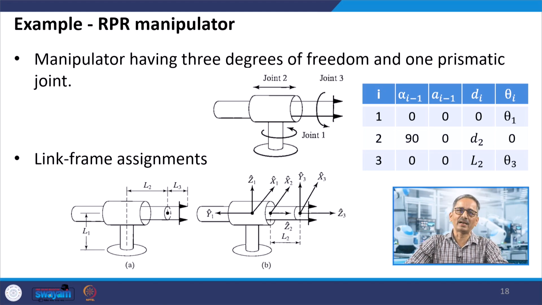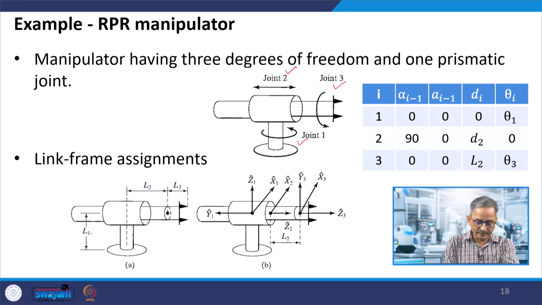In the previous example which we have seen, all joints were revolute joints. Now we have a joint which is a prismatic joint. So, say this is joint number 1, which is a revolute joint. This is your joint 2, which is a prismatic joint, and this is joint 3, which is again a revolute joint. Okay. These are my lengths: L1 here, L2 here, and L3 over here. So, I can assign a coordinate system over here.